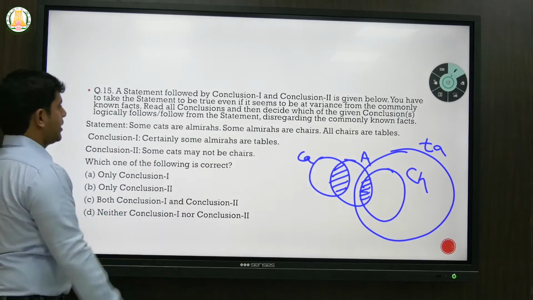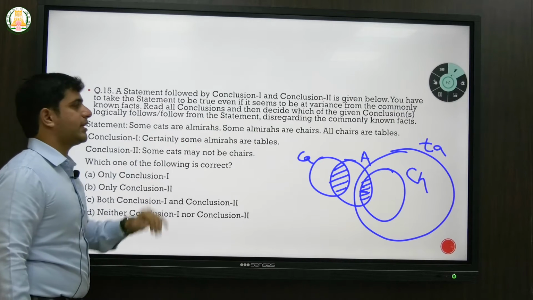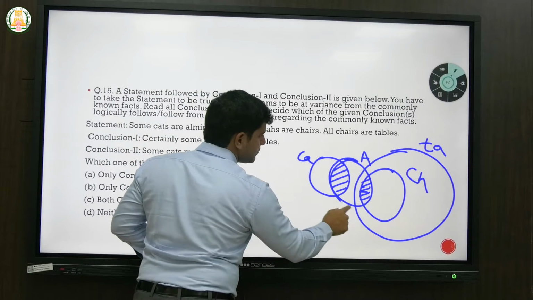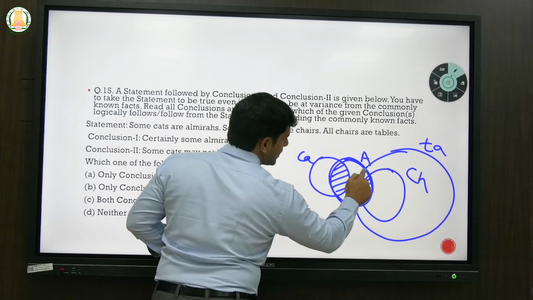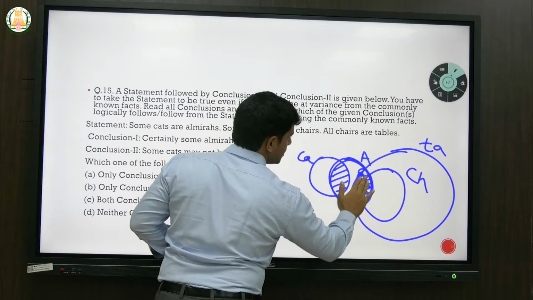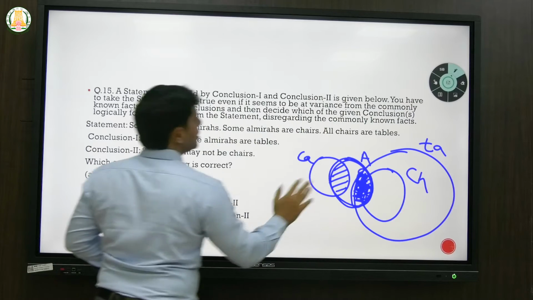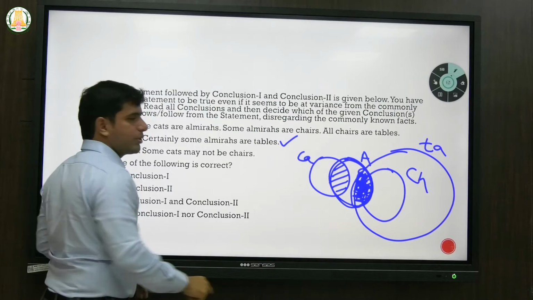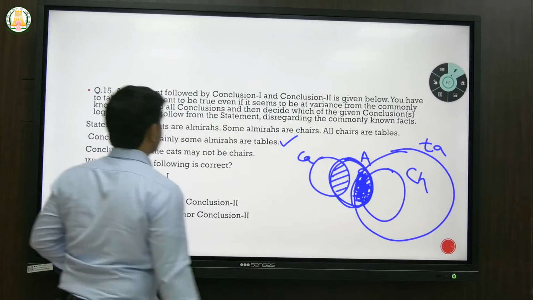So what do you get here? The first statement: certainly some almiras are tables. If you see, this is the almiras diagram and this is the tables diagram. You can find that there is some common component within them. This particular area is the common component between your almiras and tables. So you can say that certainly some almiras are tables. This is true, because you can find a common component between your almiras diagram and your tables diagram.